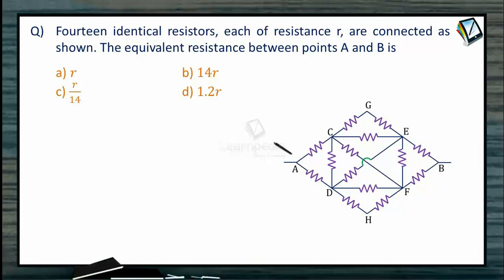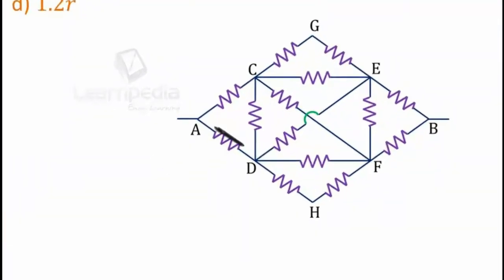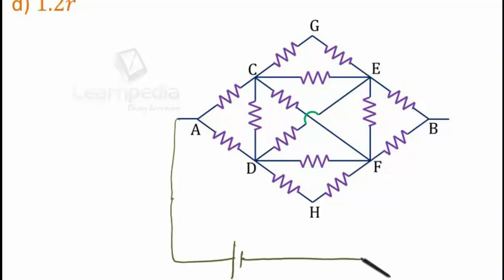14 identical resistors, each of resistance R, are connected as shown. The equivalent resistance between points A and B is. So, between point A and B, we have to find the equivalent resistance. We can connect a battery between these 2 points to get an idea of the current distribution.